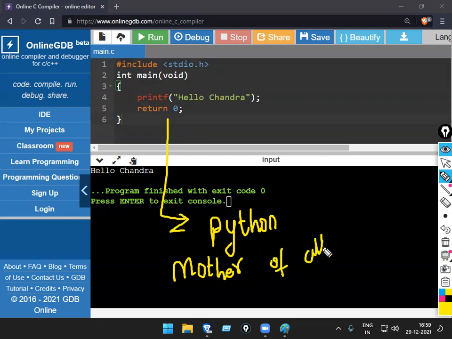Mother of what? Of all programming languages. Not only Python, there are many programming languages which have been developed with the help of C language. So C is the mother. Something we have to know about the C language.